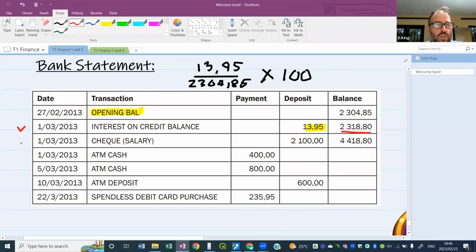Now there's a second transaction on the 1st of March as well. It says check salary. So in those days, you could get your salary via a check, and it was deposited. You can see it's underneath the deposited column. So 2,100 was deposited. And what did it do to the balance? Well, it increased the balance by quite a lot, exactly by 2,100 Rand. So the new balance is now 4,418 Rand.